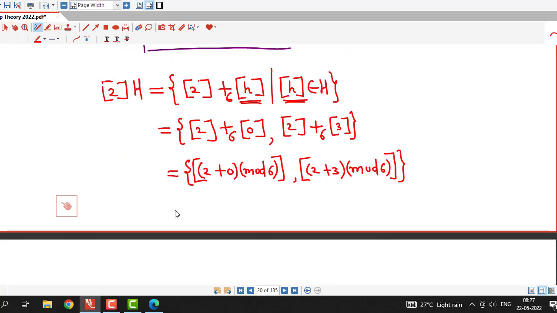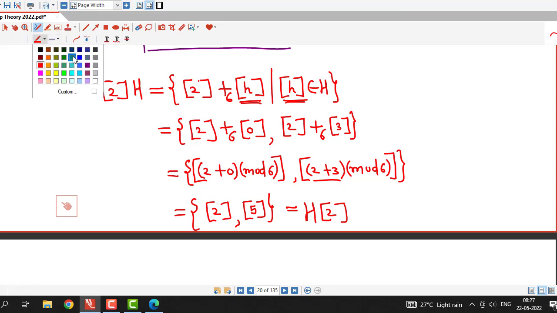2 plus 0 modulo 6 means the remainder when 2 is divided by 6, that is 2 itself. Here 5 modulo 6, that is the remainder when 5 is divided by 6, which is 5 itself. And because left and right cosets are equal, we can write that this is the right coset corresponding to equivalence class 2, because our group is abelian.